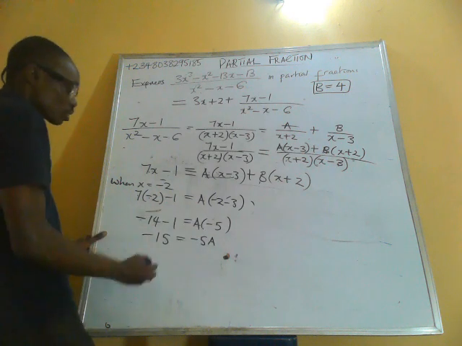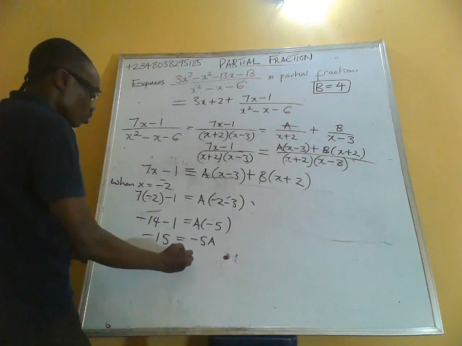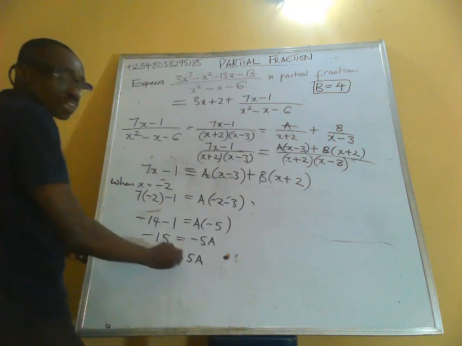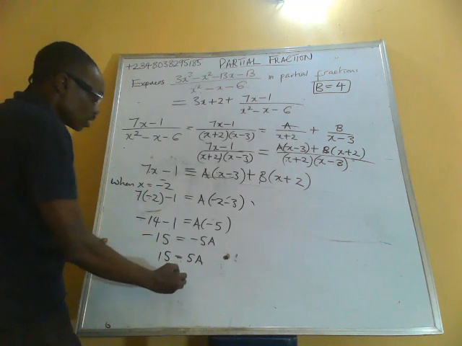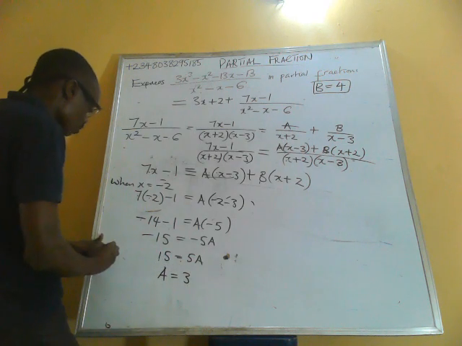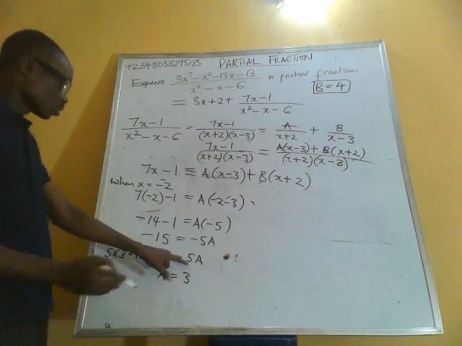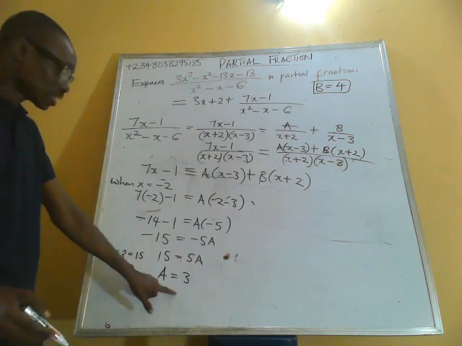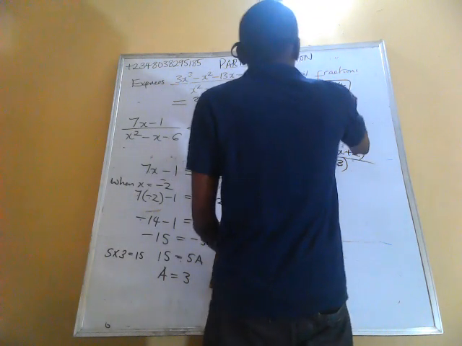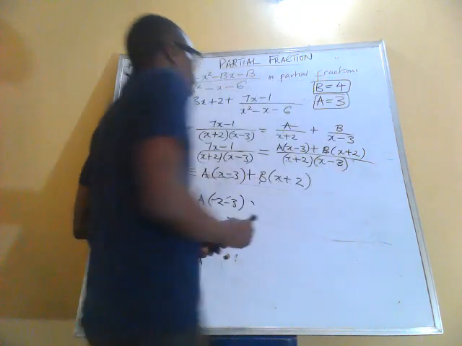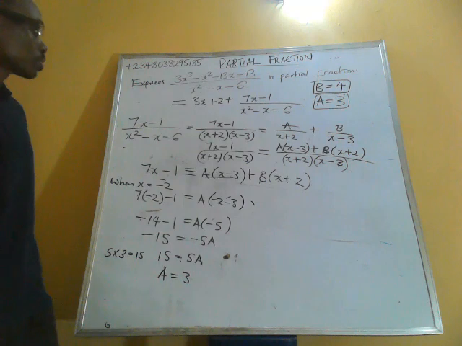So the minus can cancel the minus. So you have 15 is equals to 5a. 5 times 3 gives you 15. So a is equals to 3, as 5 times 3 is what gives you 15. So that means a is actually 3. We've solved a to be equals to 3. So now that we have our a, we have our b, we can go back to our expression.